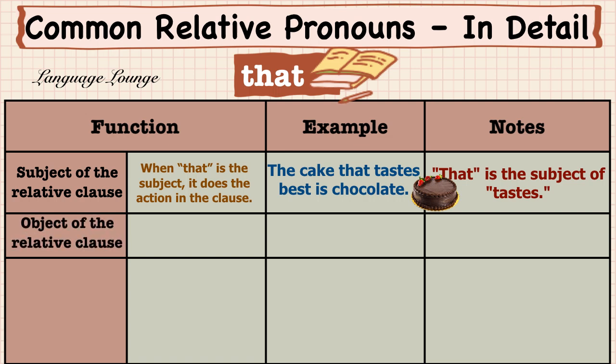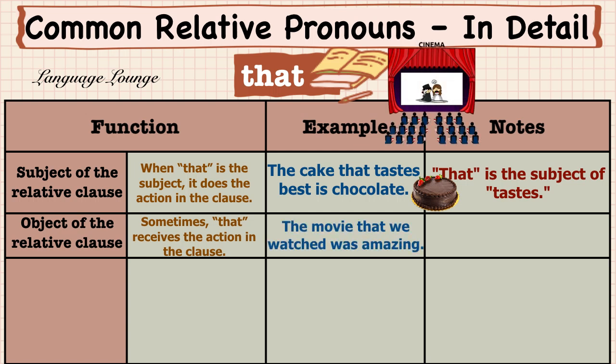That as the object. Sometimes that receives the action in the clause. Example: the movie that we watched was amazing. In this case, that refers to movie and is the thing we watched.